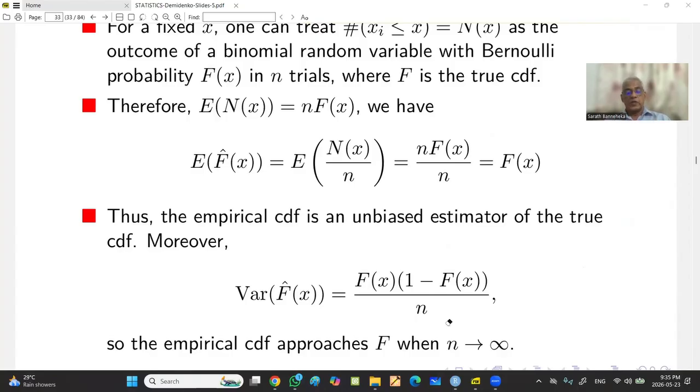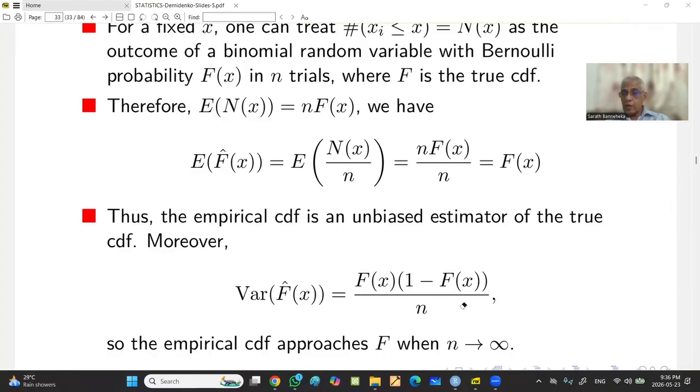So for an unbiased estimator in this case, there's a very important result. When the variance of some estimator goes to 0 as n goes to infinity, this is another desirable property of any estimator, not only for this particular estimator F hat x, but for any other parameter. If the variance of the estimator goes to 0 as n goes to infinity, that is considered a desirable property.